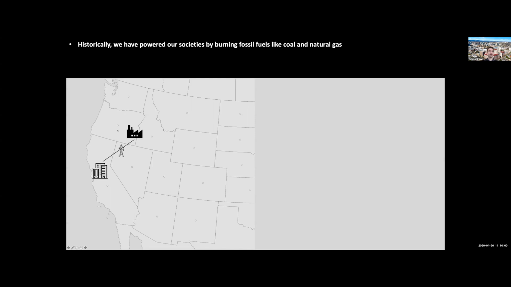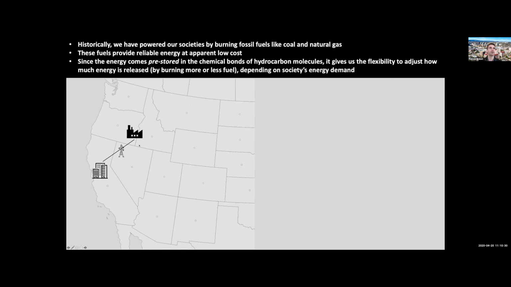So we have some power plants that, we dig up fossil fuels somewhere and we transport them by train to the power plant. And then we burn it, and that turns a generator, which then allows electricity to flow to society. And so we've found that these fuels do provide reliable energy at apparently pretty low cost, at least in the short run. But they do have a large cost in the long run, which is why we're eventually trying to get away from them.